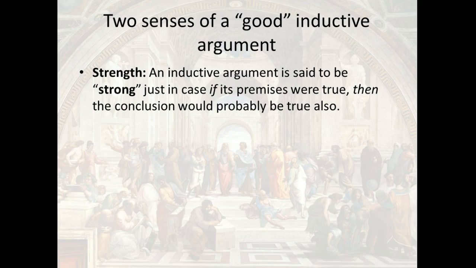So this is parallel to valid and sound in deductive arguments. Instead of valid and sound, we have strength and cogency, right? So a deductive argument is valid based on its structure, that if the premises are true, the conclusion necessarily follows, right? An inductive argument is strong in the case that if the premises are true, it's likely, or it's probably the case that the conclusion will be true as well.